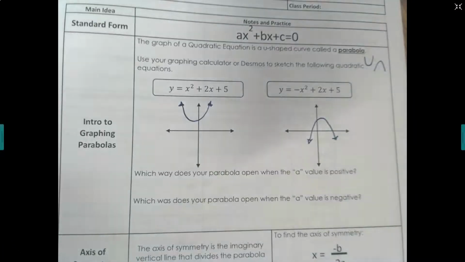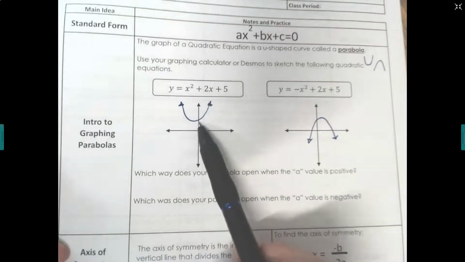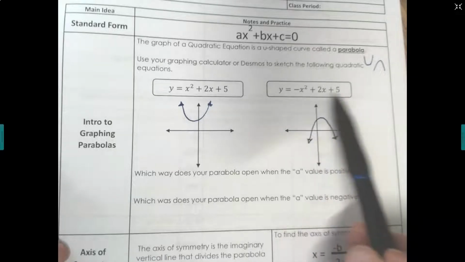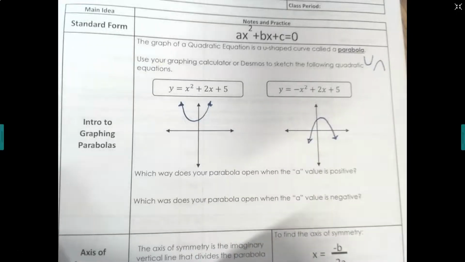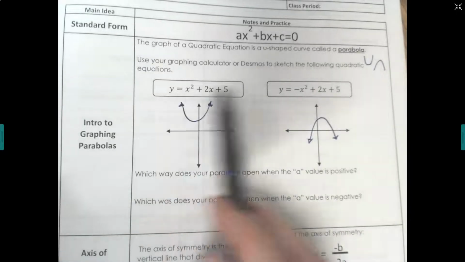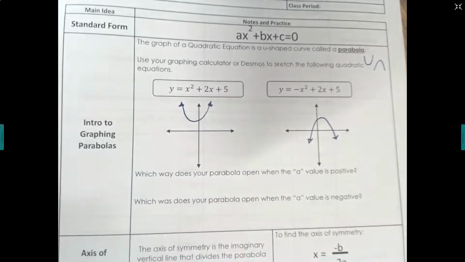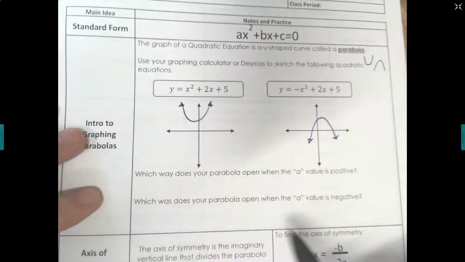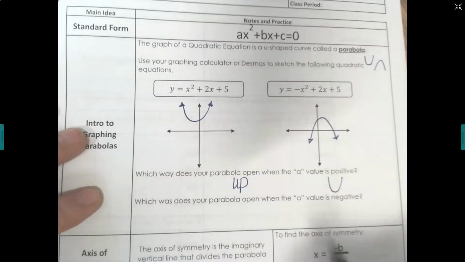So once you put these two equations into Desmos, x squared plus 2x plus 5 looks like this on the graph, and negative x squared plus 2x plus 5 looks like this graph. Now if you notice the equations, the only difference between them is this negative sign right here. It's not in this one, but everything else is exactly the same. So what way does your parabola open when the a value is positive? So when there's no negative sign in front, our parabola opened up like this, so it's going to open up.